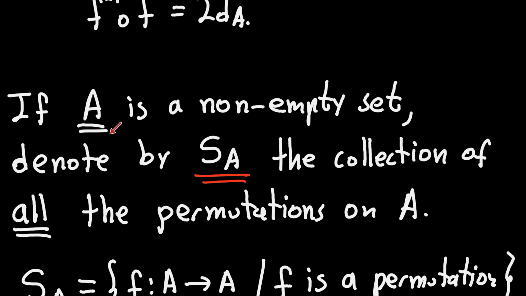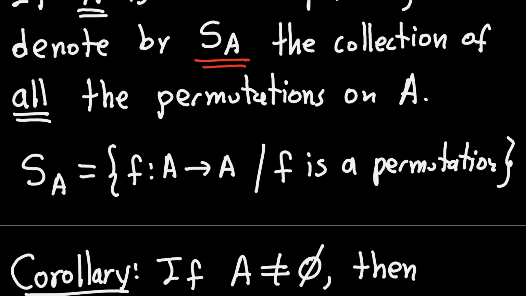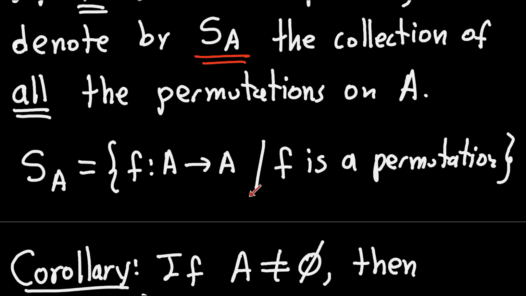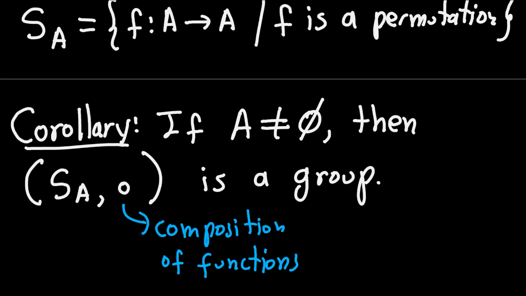If you have a set A that is not empty, we're going to denote by S sub A, this is a subindex, the collection of all the permutations on A. So this is the collection of all the functions from A to A that are bijections. We can express that a little bit formally like this. What is S of A? It's a collection of all the functions from A to A such that the function is a permutation or a bijection. I can change this by bijection as well. So all the functions from A to A that are bijections, we're going to denote that by S of A. Now the corollary is what I just mentioned earlier, is this.